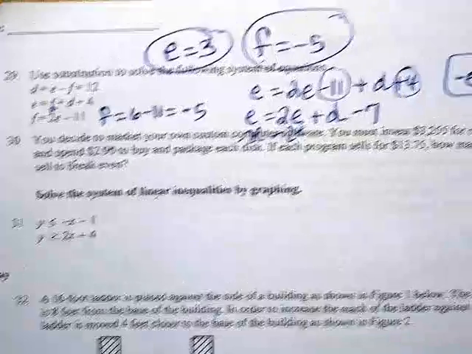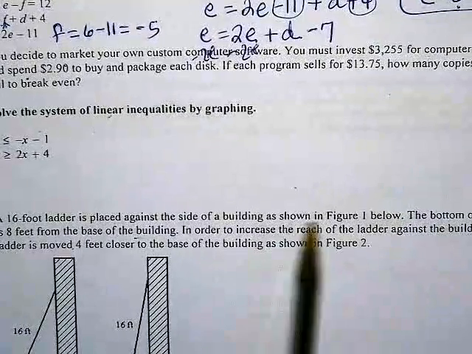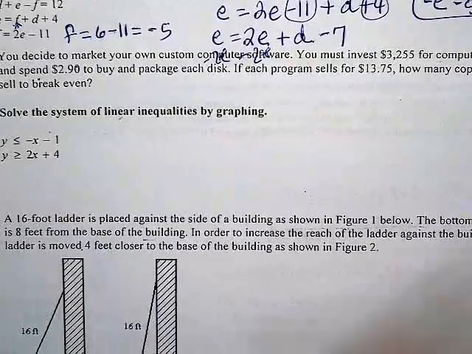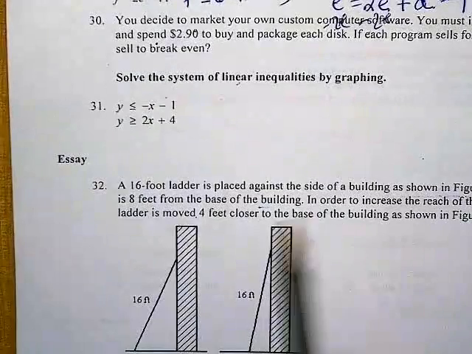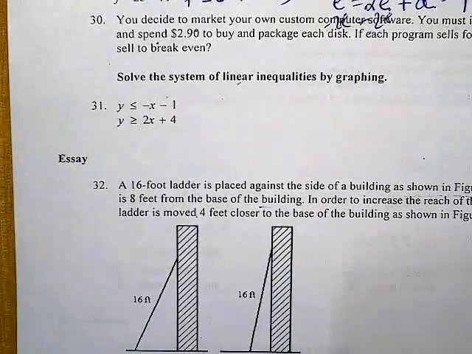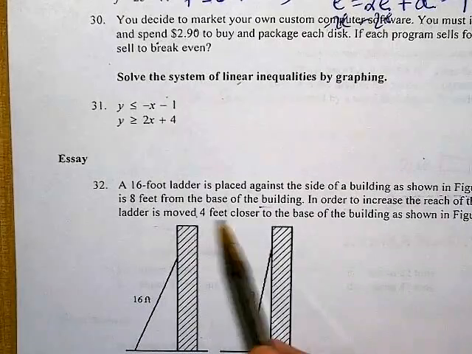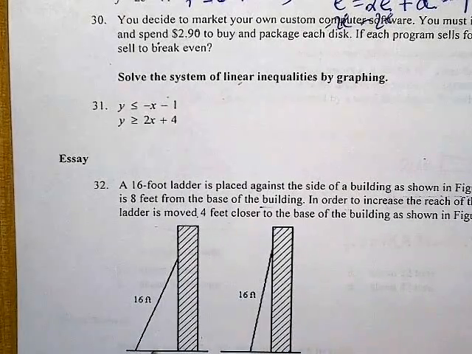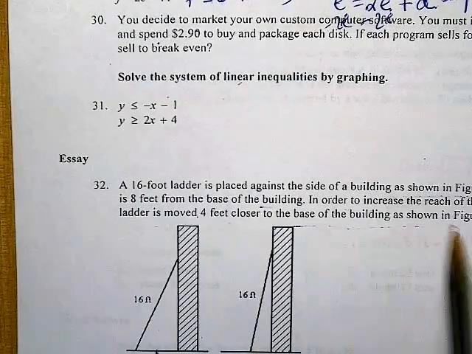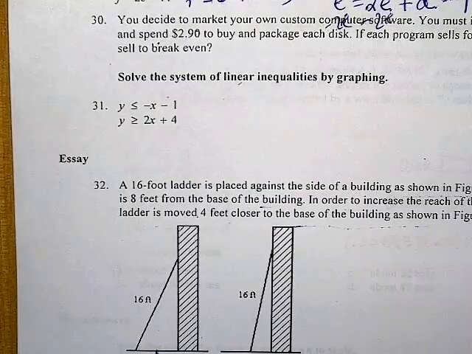32, thank you, Braden. 32 says a 16-foot ladder is placed against the side of a building. The bottom of the ladder is 8 feet from the base. In order to increase the reach of the ladder, it's moved 4 feet closer. So this goes down by 4. To the nearest foot, how much further up the building does the ladder now reach? You have two right triangles. You just have to solve them and compare.